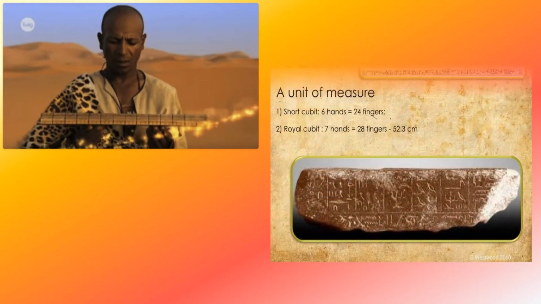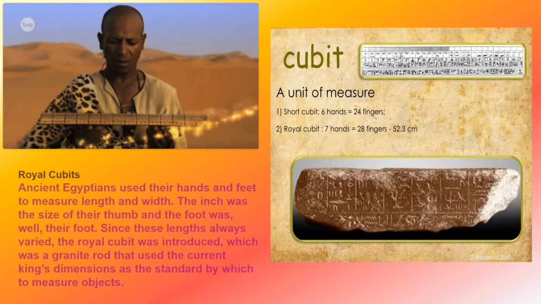Let us look at this picture. It is a picture of a cubit. Now, a cubit was a unit of measurement where the short cubit was equal to 6 hands, that is 24 fingers, and the royal cubit had 7 hands, which is equal to 28 fingers. Now, these royal cubits, children, were used by the ancient Egyptians, who used their hands and feet to measure the length and width of a particular object.